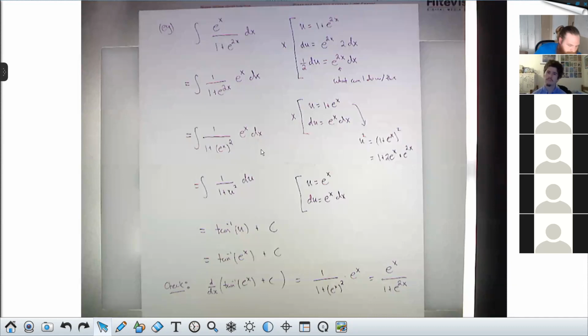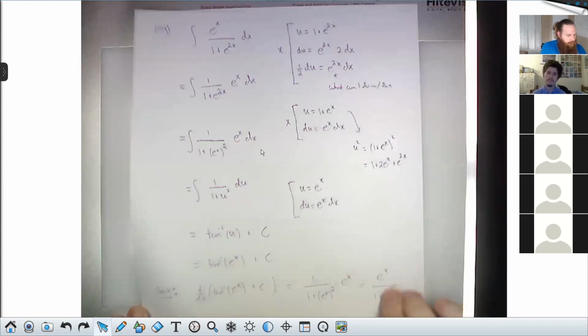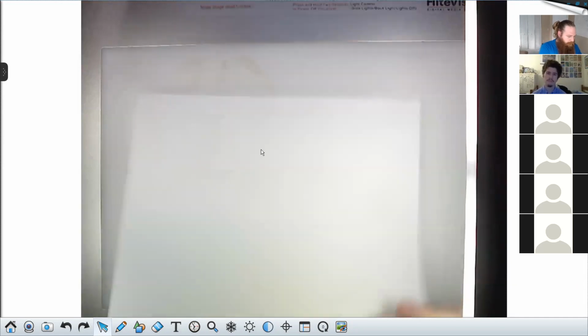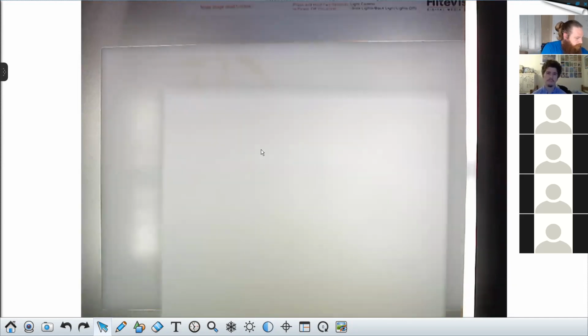Okay. I'd like to look at a few examples involving definite integrals and maybe some substitutions besides just e to the x. So let's fiddle with a couple of those.